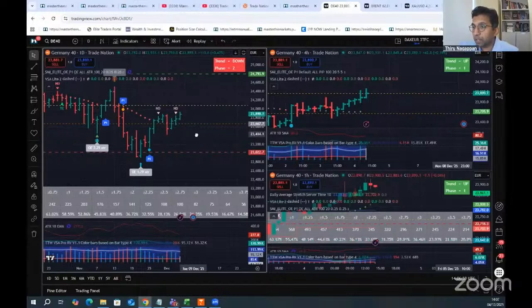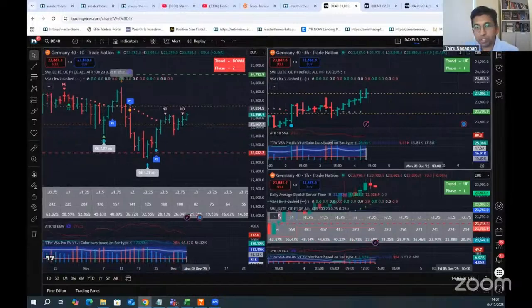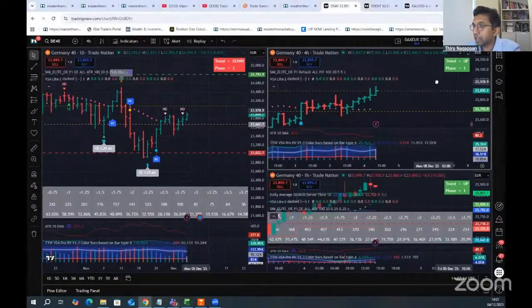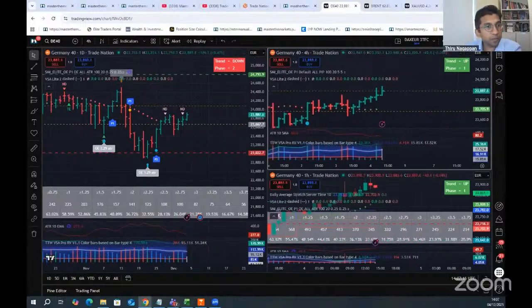So here we are. I was taking a look at this just now, so let's do this together. I was taking a look at DAX just now for a potential trade. If you guys have other instruments that you want us to look at as well, we can take a look at that. Here, what we've got is downtrend phase 2, then an uptrend phase 1 on the 4 hour, and an uptrend phase 1 here as well.